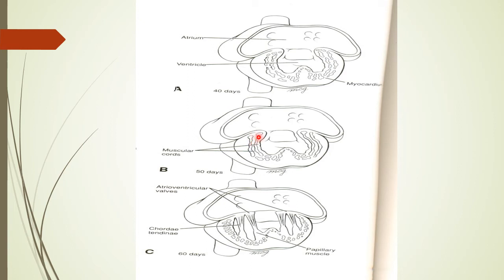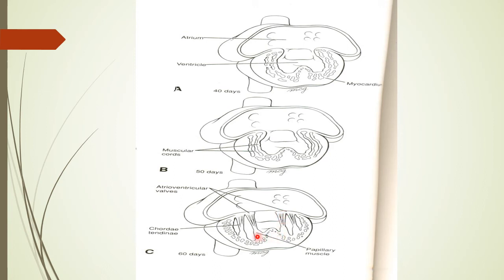As these spaces enlarge and merge with each other, muscular cords, trabeculae, are formed on the inner aspect of the right ventricle and left ventricle, and some of these muscular trabeculae change into papillary muscles, and the distal ends of these cords become fibrous to form chordae tendineae.